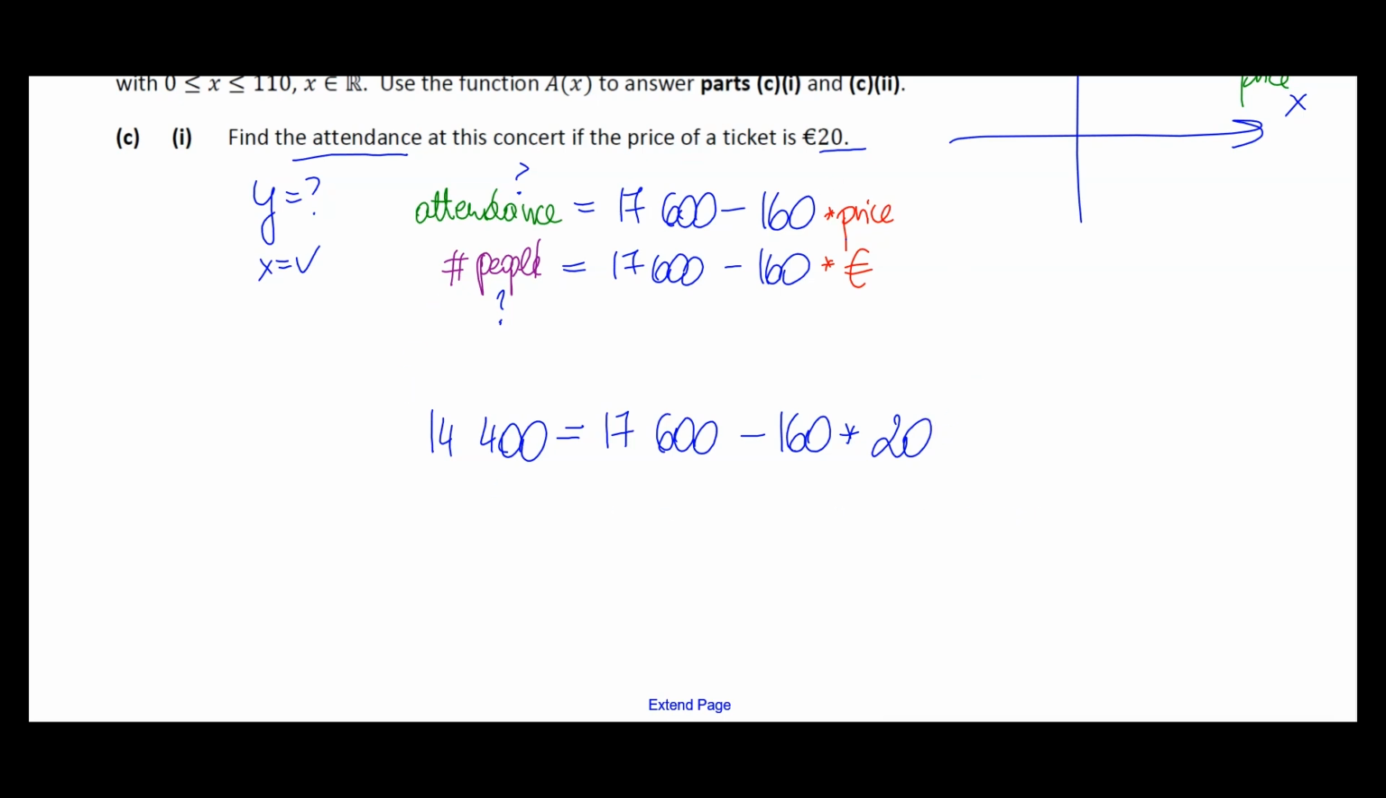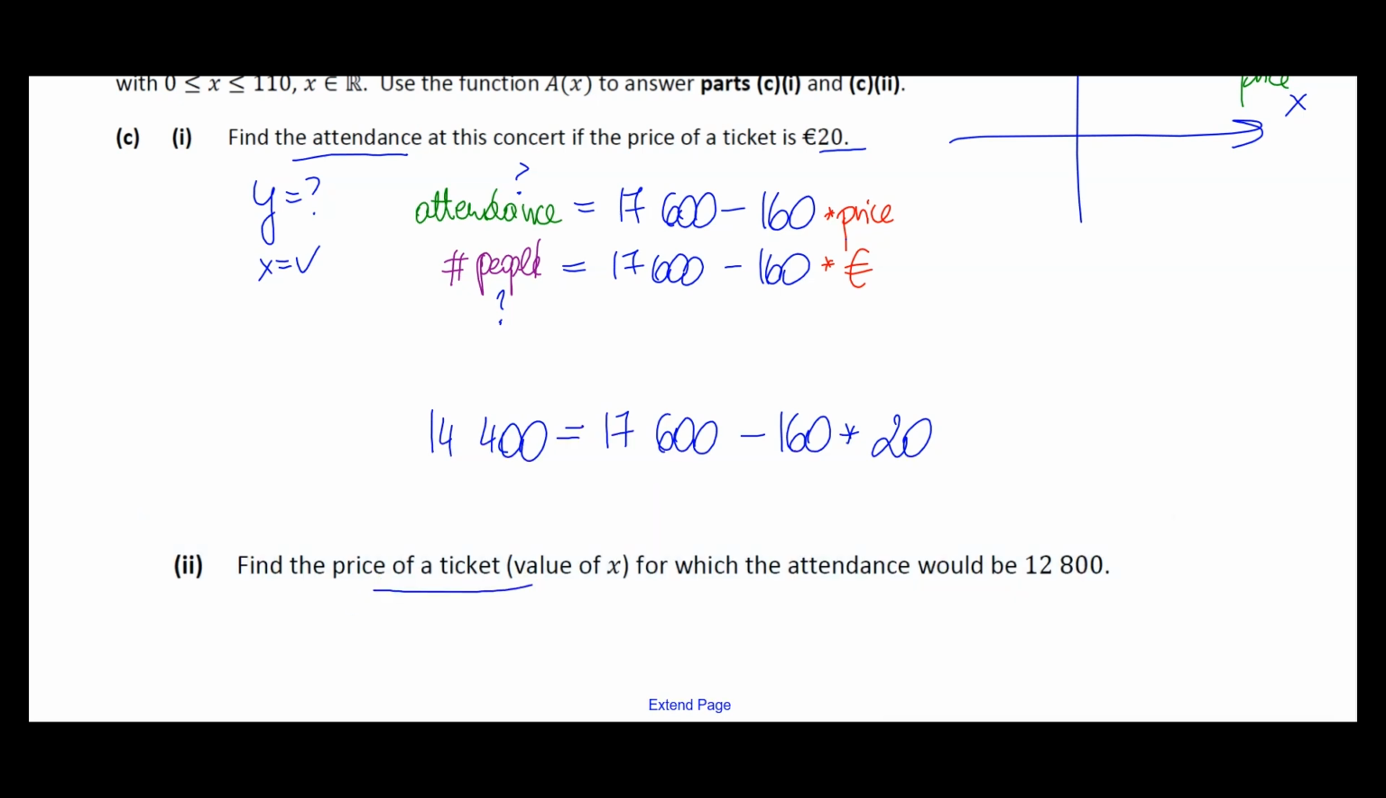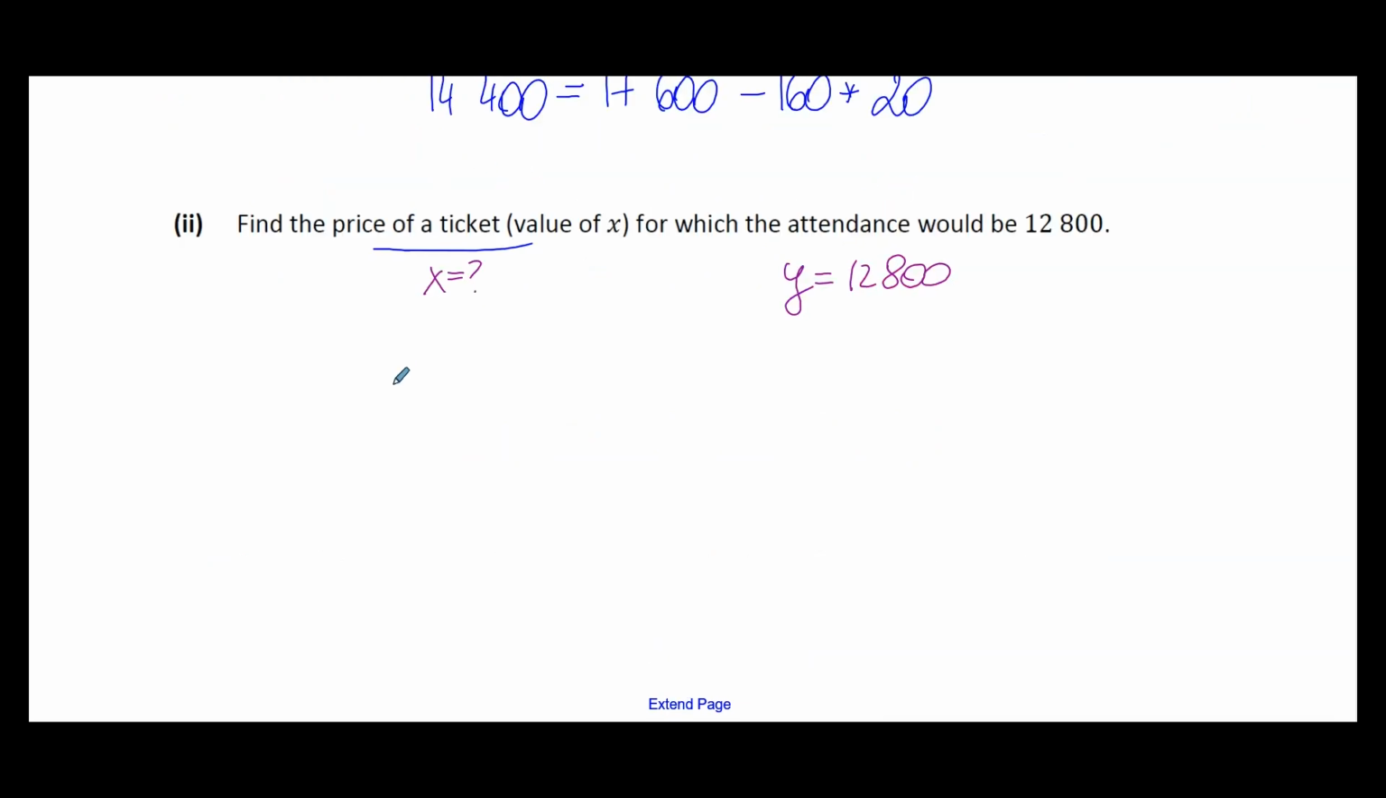Let's have a look at part 2. So now the next part is saying find the price. So now I'm looking for what? For the X value, isn't it? So they must have told me the Y value. So find the price of the tickets for which the attendance, that's my Y, would be 12,800. So this time, that's the number I have. That's the number I'm looking for. So again, that's what we do. Instead of Y, we write 12,800 equals 17,600 minus 160 multiplied by X.